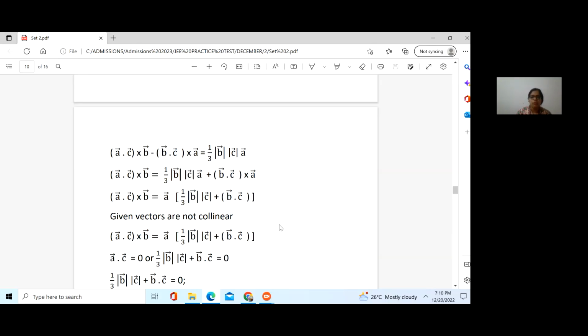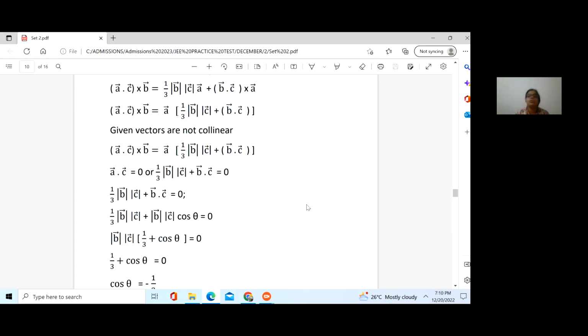Now what you need to think is the basic idea which is given in the question. These vectors are not collinear. So what can happen is either this can be 0 or A dot C can be 0. So this term will be 0 and this you can equate to 0. This will be 1 by 3 mod of B vector mod C vector plus vector B dot C is equal to 0. What is B dot C? It's mod B mod C cos theta. You can write this, right?